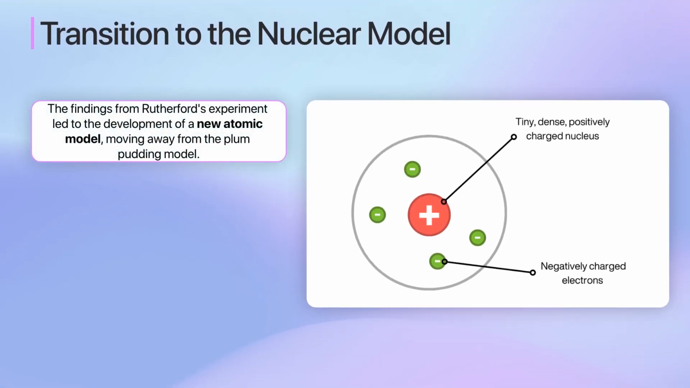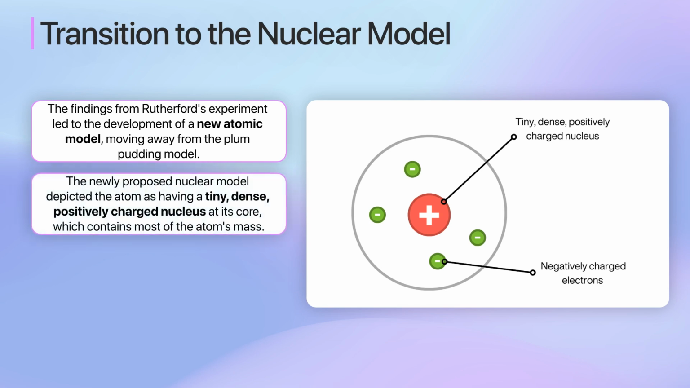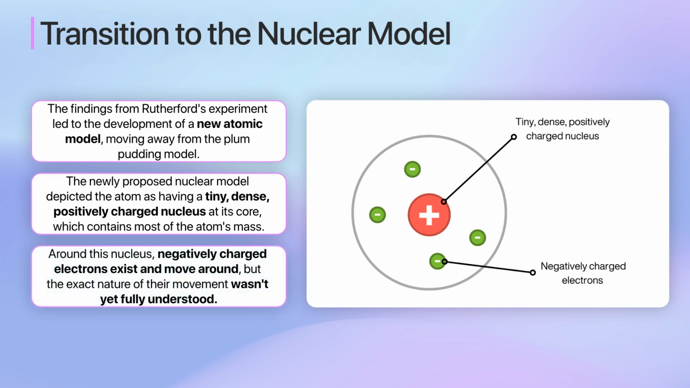The findings from Rutherford's experiment led to the development of a new atomic model, moving away from the Plum Pudding model. As we have discussed in previous lessons, the newly proposed nuclear model depicted the atom as having a tiny, dense, positively charged nucleus at its core, which contains most of the atom's mass. Around this nucleus, negatively charged electrons exist and move around, but the exact nature of their movement wasn't yet fully understood.